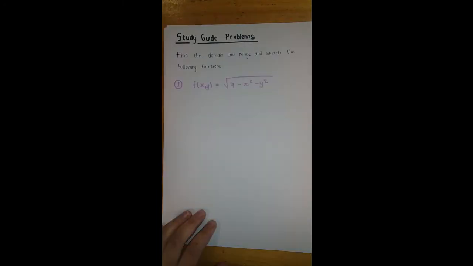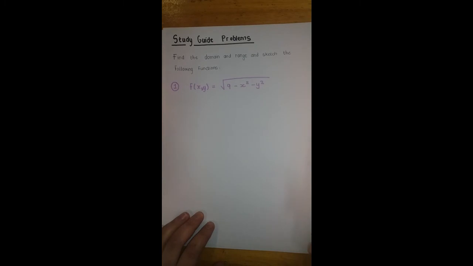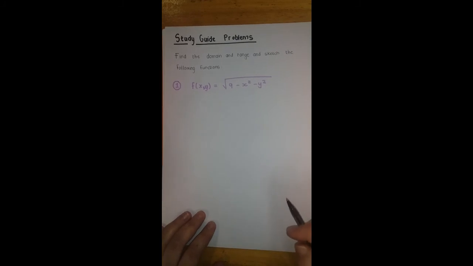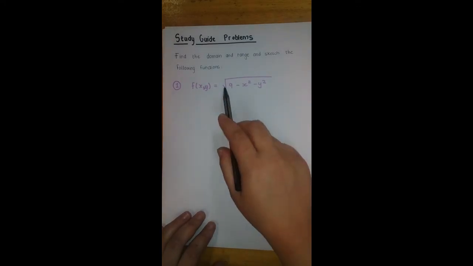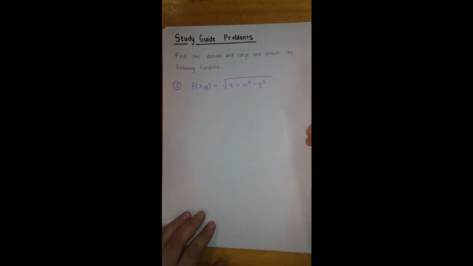So off to the study guide problems. In the first study guide problem, they are asking us to find the domain and range and sketch the following functions. The first function that we have to define the domain and range of and sketch is f(x,y) equals the square root of 9 minus x squared minus y squared.